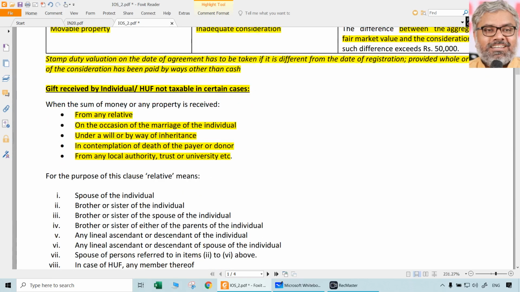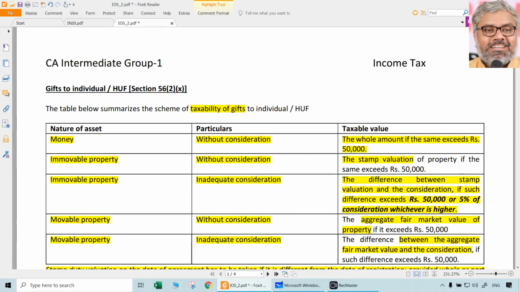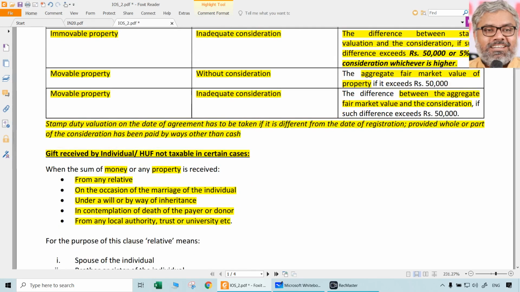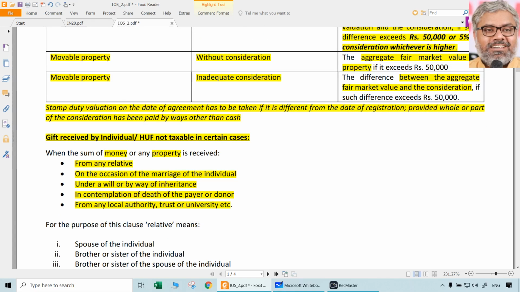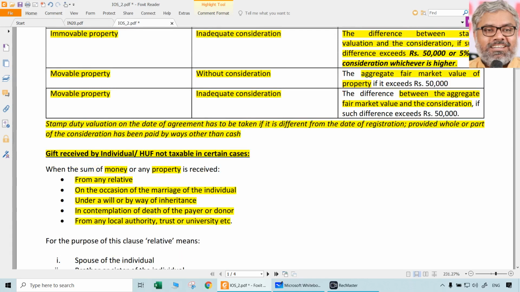Now, two important things come here. Money need not be defined. Money is money, no problem. One point to be defined is property, because earlier also we used the words immovable property, movable property. Immovable property also need not be separately defined, that is land or buildings or both, that is clear. But property means what? Is everything a property? We have to define that, and the Income Tax Act has done so.